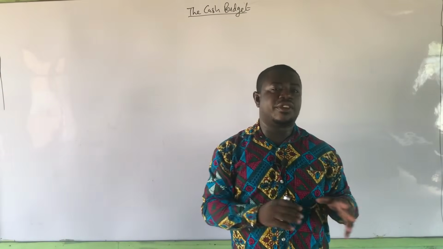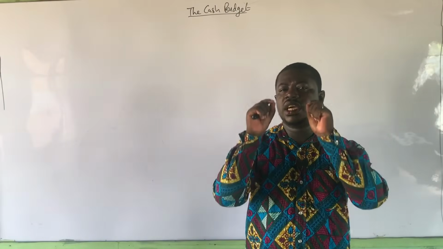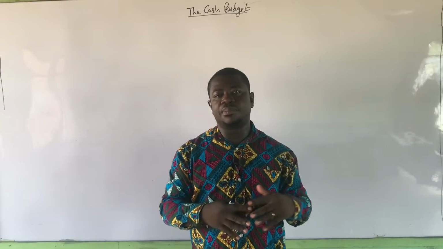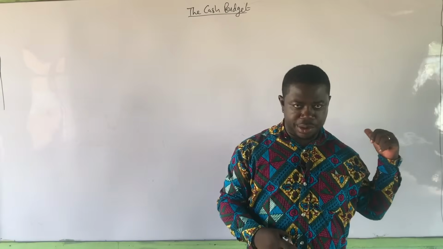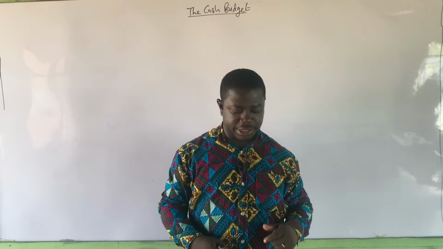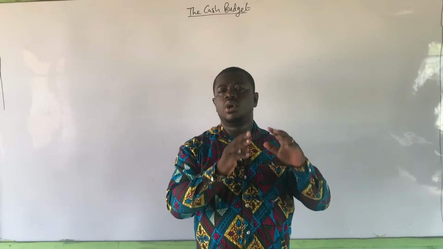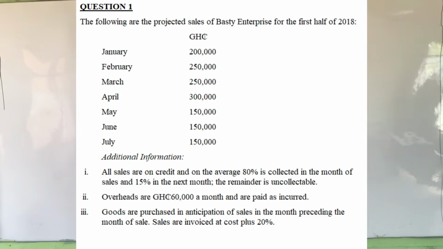But we have credit sales, of which I have told you earlier that we do not record credit sales in the cash budget, but we wait and then we collect the payment from debtors. And so cash collected from the debtors will rather be recorded as cash receipts in the cash budget. And we have also been given information as to when the debtors are supposed to pay and the mode of payment. And so the first additional information says that all sales are on credit. On the average, 80% is collected in the month of sale.